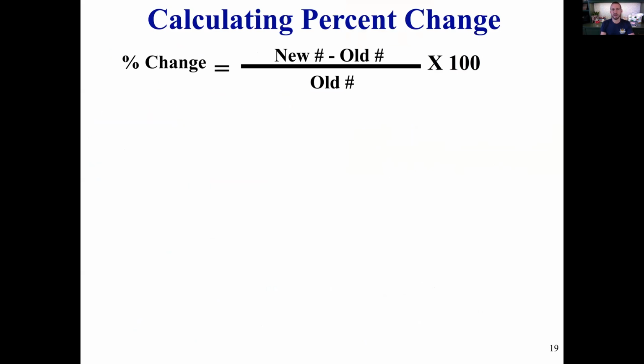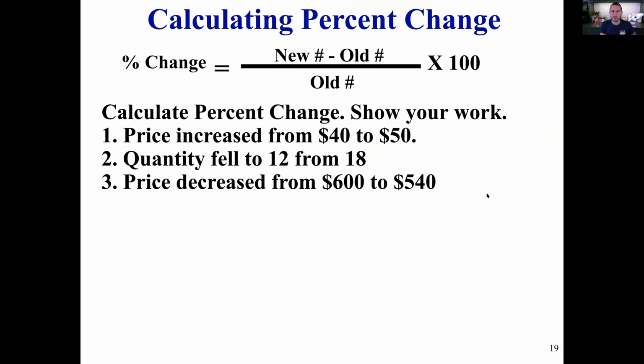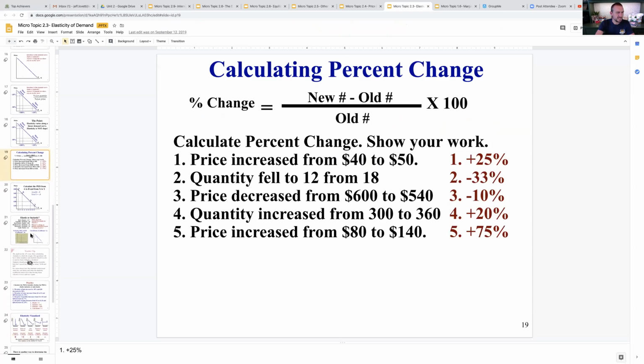If they give you numbers, you just do new minus old over old to find percent change, right? So if the price goes from 40 to 50, new minus old over old would be 10 over 40, so that's a 25% change in the price. If the quantity falls from 18 to 12, so your new is 12, new minus old over old would be 6 over 18, or 33%. Just like with GDP and inflation, you need to be able to do percent change.